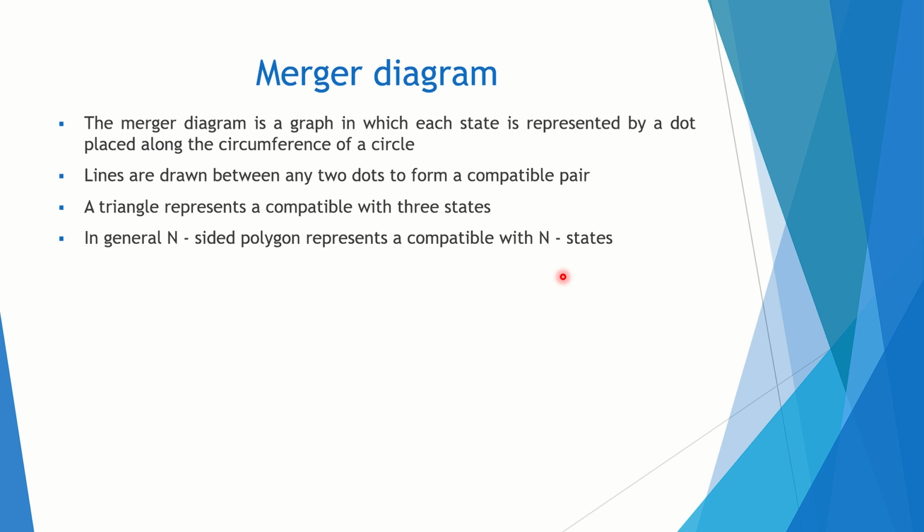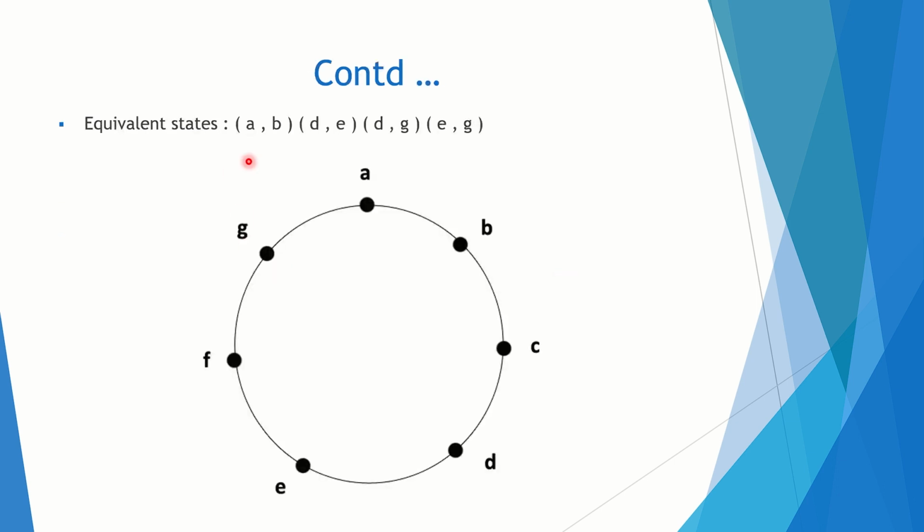Let us see, when you see it you will understand. All the states A, B, C, D, E, F, G are put on the circumference of a circle. These are the equivalent states: A, B, then D, E, D, G and E, G. We join all these four pairs. A, B joined, D, E, D, G and E, G.